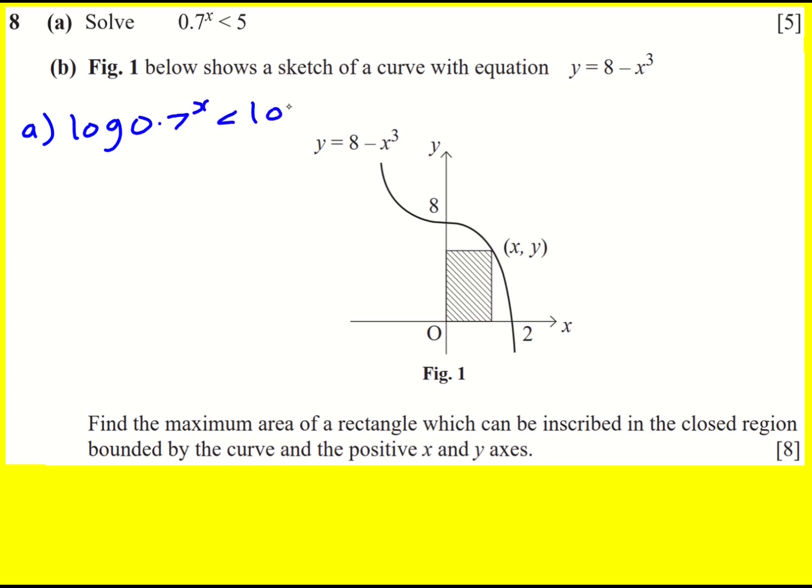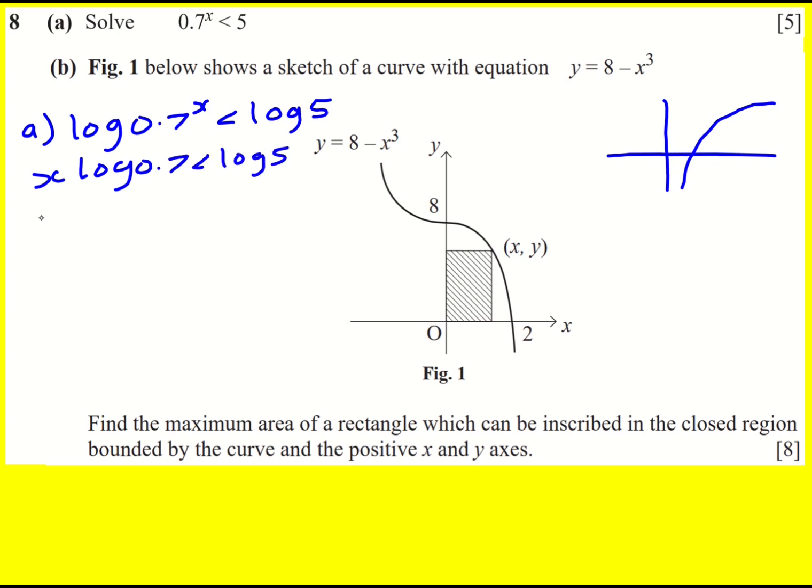When you do this, the sign doesn't change, and that's going to be relevant for my second method. The reason being is that, without going into loads of detail, log is an increasing function. It looks like this. So if 0.7 to the x is less than 5, then log of 0.7 to the x is also less than log of 5. We can bring the x down, and then we can divide through by log of 0.7.